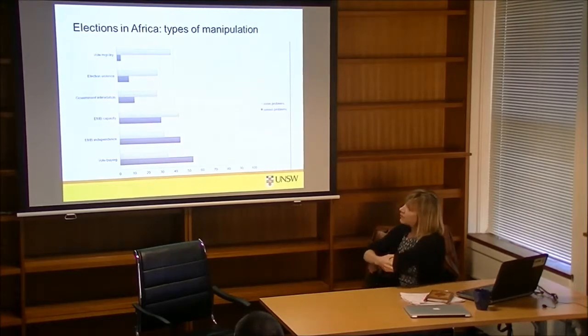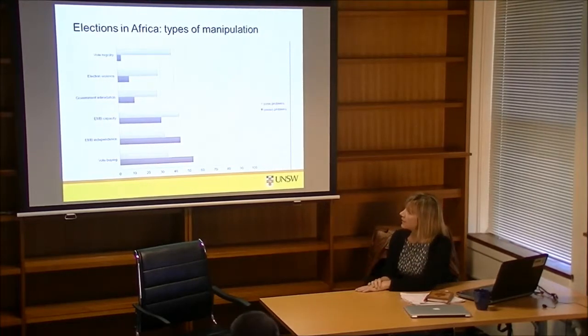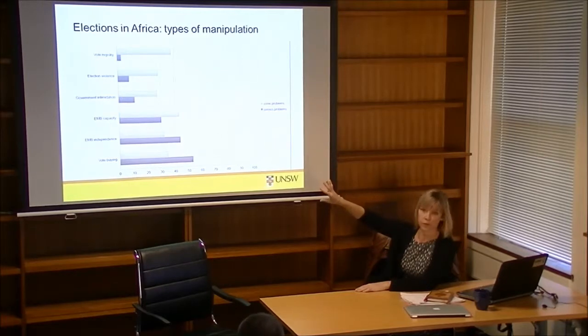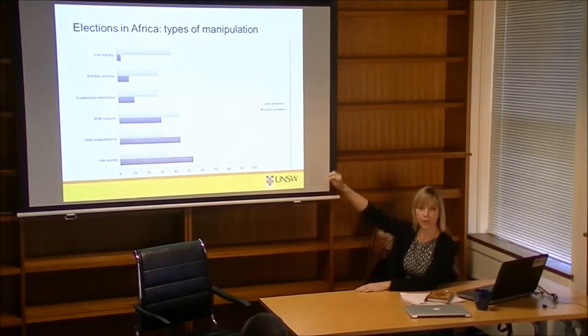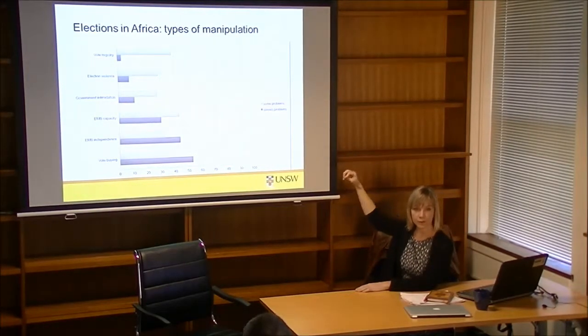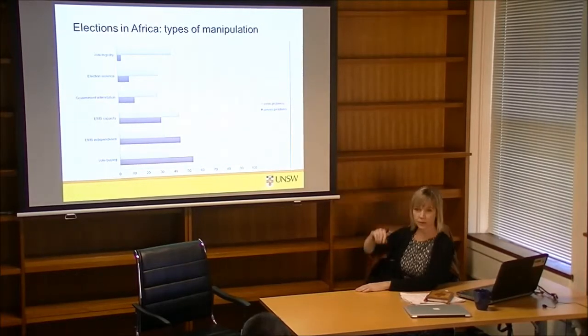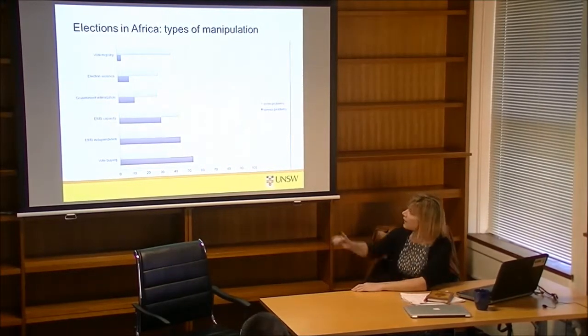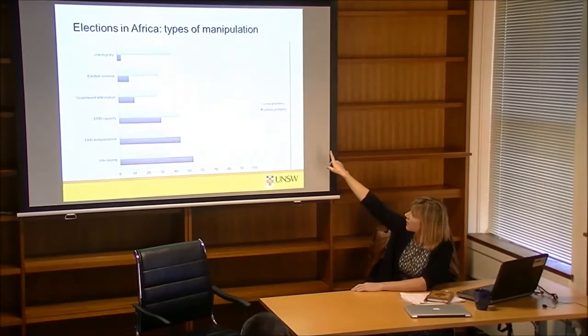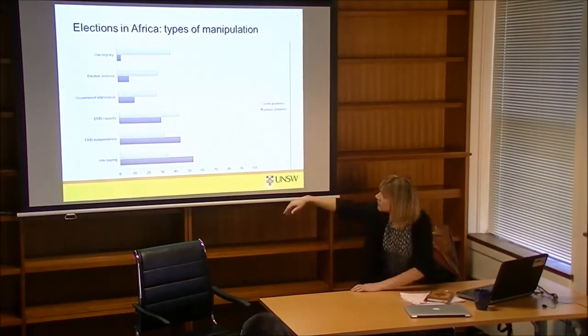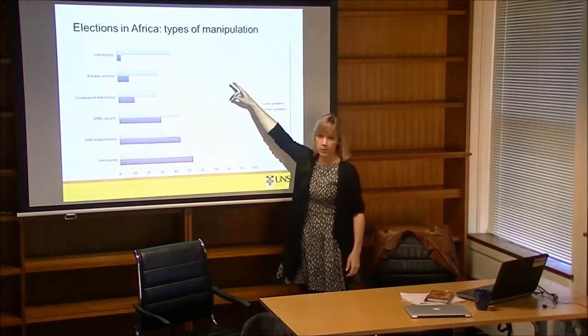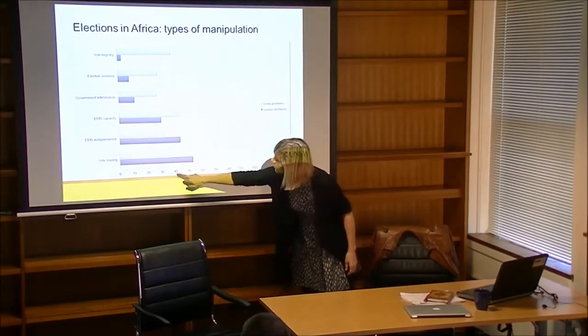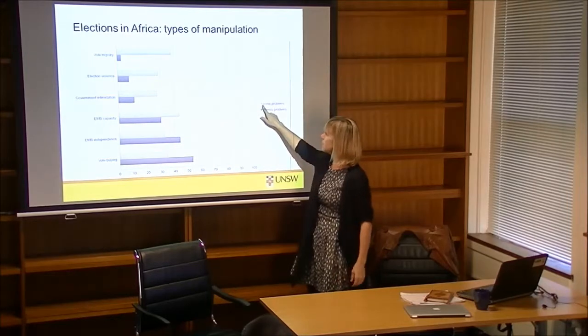So these are the data we have from the Varieties of Democracy dataset. A couple of types of manipulation. So we don't have the full cycle that I showed you before, but we have a couple of indicators, steps along the cycle that can be manipulated. And the light blue bar is the proportion of elections in which experts thought there were some problems, and the dark bar is the proportion of elections where experts thought there were serious problems. But as you can see, voter registry is not so problematic. Almost 30% of elections, but not very serious problems.